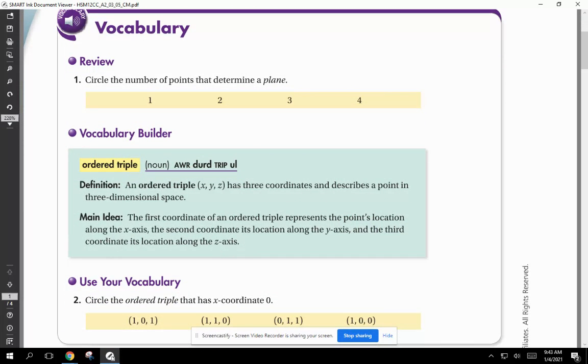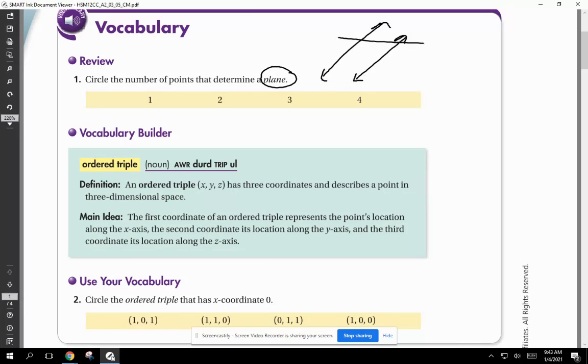Vocabulary review. Circle the number of points that determine a plane, right? And a plane is a three-dimensional space, and you probably don't remember too much about this, but a lot of times it looks like this kind of area, and it's three-dimensional, and it's hard to describe, hard to envision unless you actually look at a video with it, which we're not going to do today. But we have 3 points in three-dimensional planes.